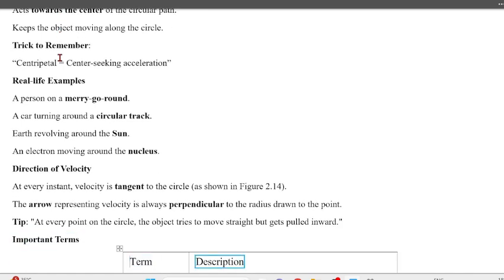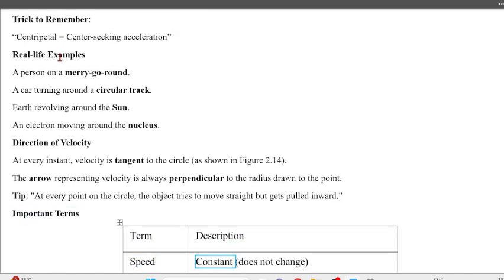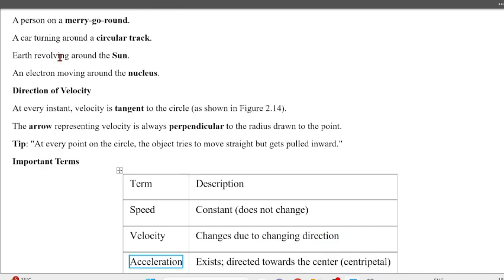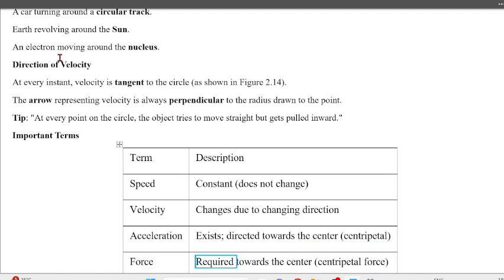Important terms. Speed: constant, does not change. Velocity: changes due to changing direction. Acceleration: exists, directed towards the center. Centripetal force: required towards the center.